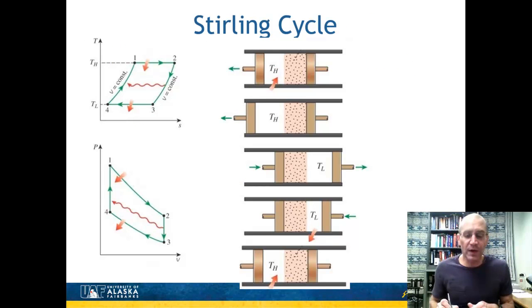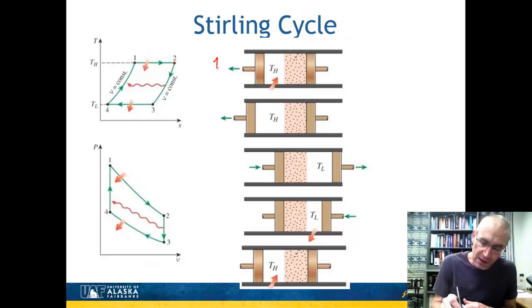So let's look at how this works in practice a little bit more. Again, this is the Stirling cycle. This is the TS diagram at the top, PV diagram on the bottom. Let's look at these steps from a practical point of view. We're going to go from point 1 to 2. This state I show up here is point 1. And here's a Stirling engine. We've got a cylinder with two pistons.